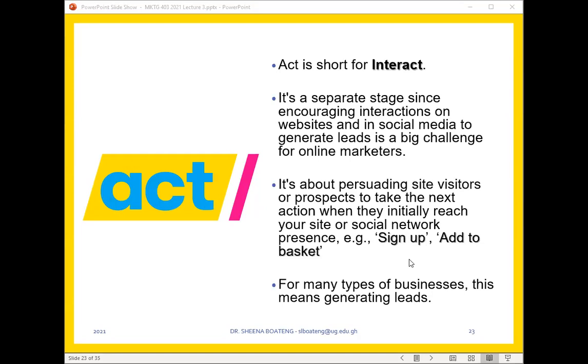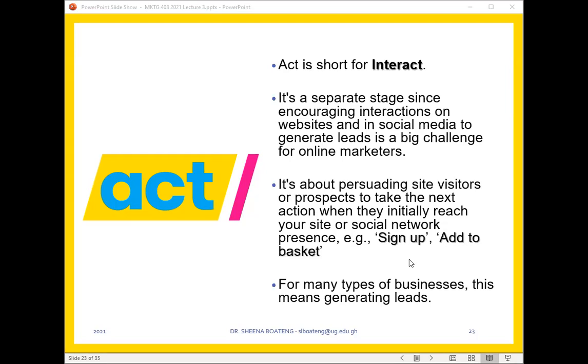So the act level is basically about persuading the visitors to your site or the prospects that you are able to reach, right? Based on your combination of the paid, owned, and earned media, right? And this is done using many forms of online tools. You can do it through getting them to perhaps sign up for a particular service, be it sign up for a newsletter. The moment they sign up for a newsletter, there's certain information that they give to you, including their email addresses. Sometimes they request for your phone number, right? So these are ways of being able to get their information to continue the interaction.